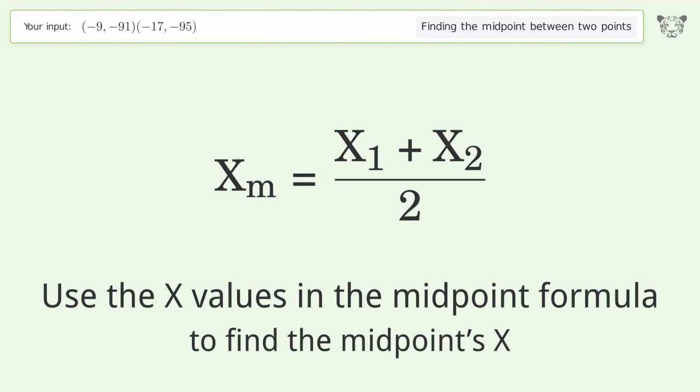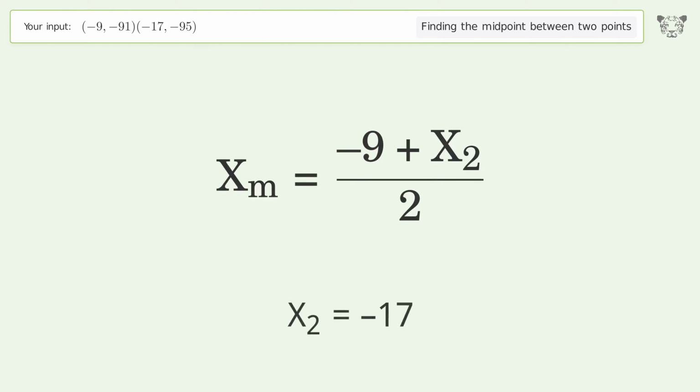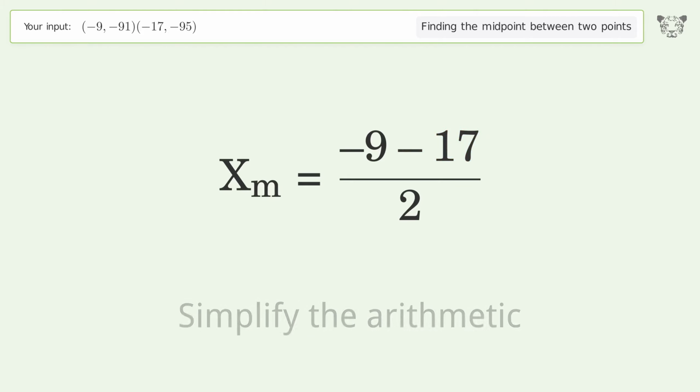Use the x values in the midpoint formula to find the midpoint's x. x1 equals -9. x2 equals -17. Simplify the arithmetic.